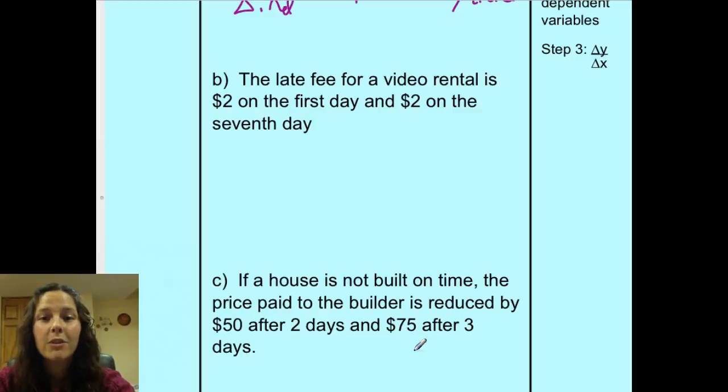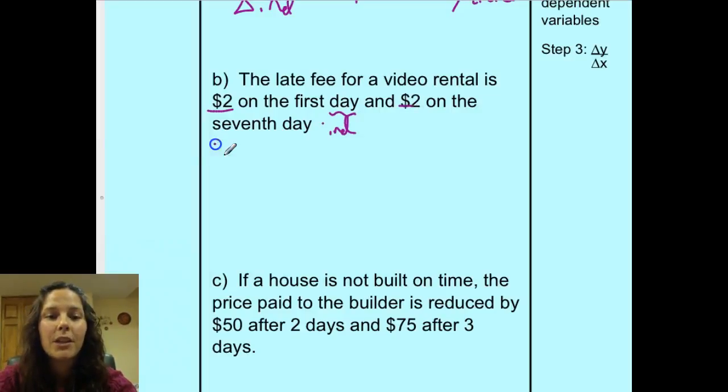Second example, we're talking about the late fee for a video rental. So $2 on the first day and $2 on the 7th day. First of all, we see day, that's time, so we know that's our independent variable. So notice that the money doesn't change.